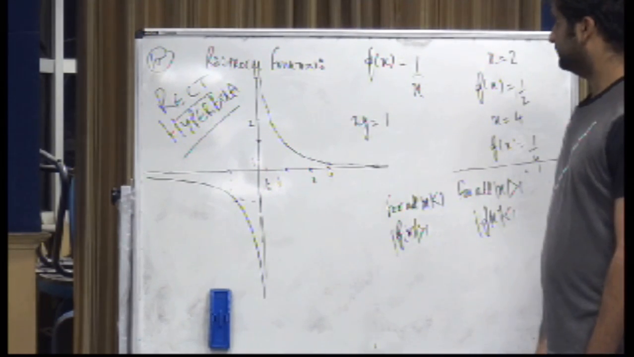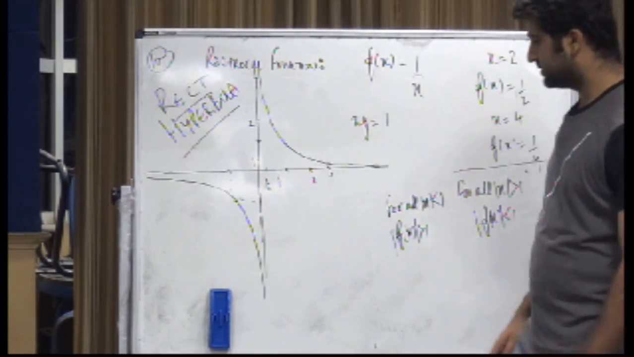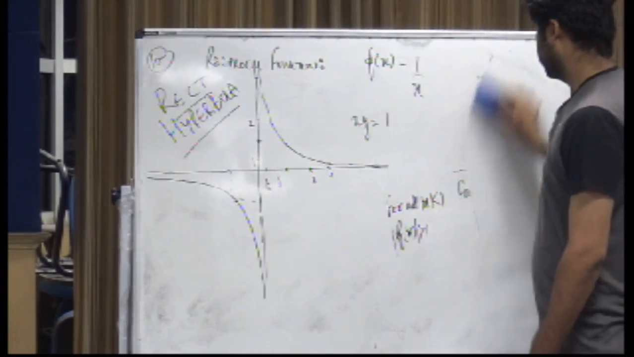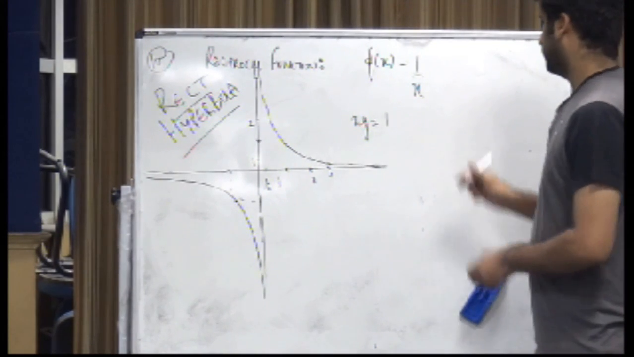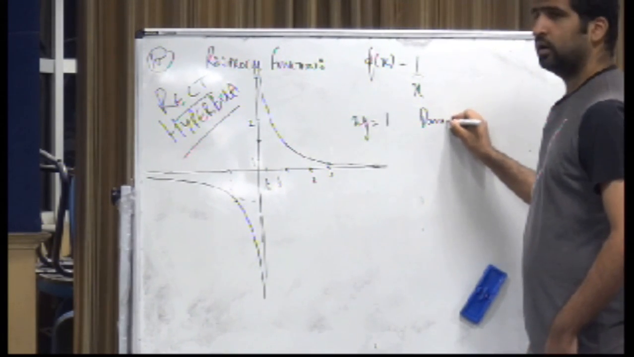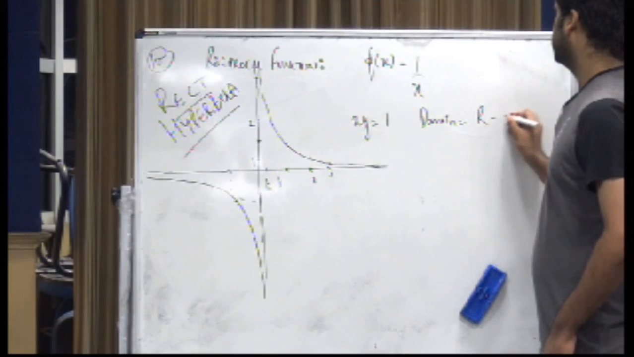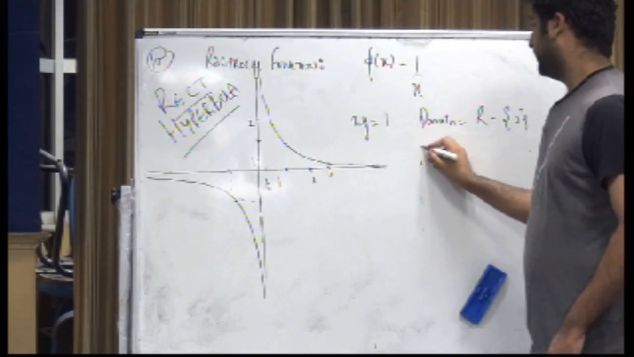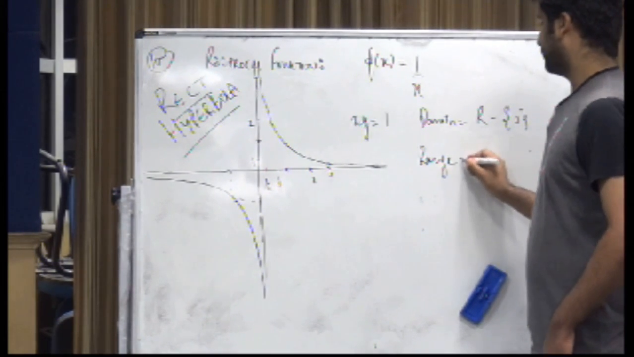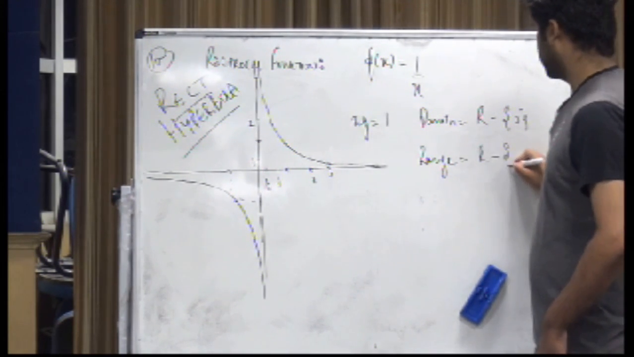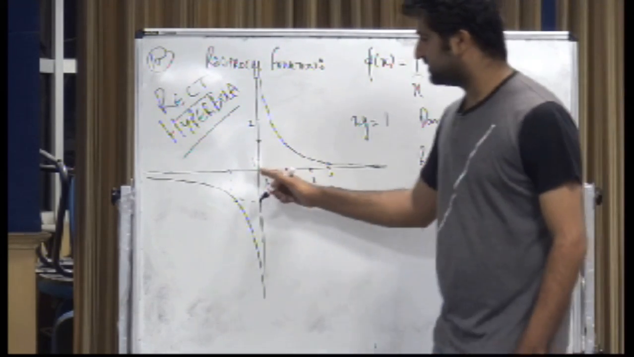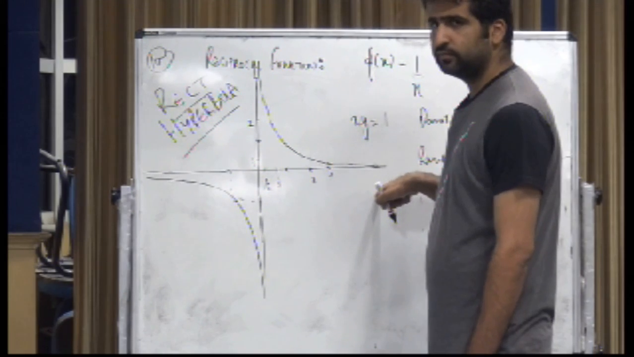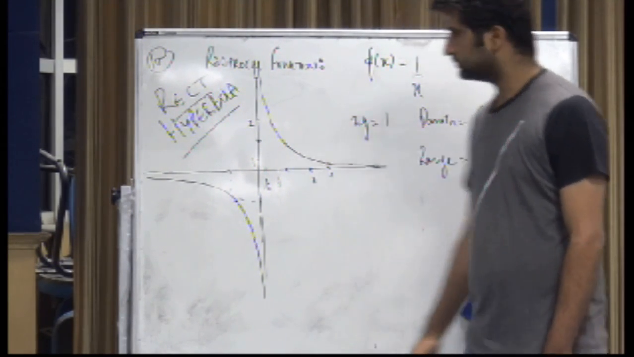So this is the definition of the reciprocal function. Can you tell me what is the domain of this reciprocal function? All real numbers except 0. Good. So the domain here will be all real numbers except 0, because when you substitute 0, you will get not defined. And the range is also the same, all real numbers except 0, because you never get the answer 0. You will get an answer slightly greater than 0, slightly lesser than 0, but never 0. Okay, is this clear?